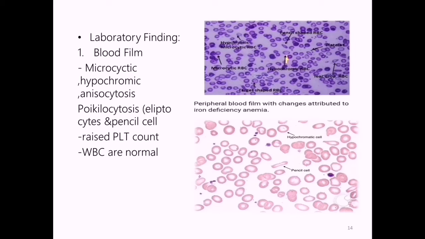Anisocytosis means variation in size between the RBCs in the film, and poikilocytosis means abnormal, irregular RBC shapes, like the pencil cell. Other findings: the platelet count and white blood cells are usually normal, though some hypersegmented neutrophils can be noted.